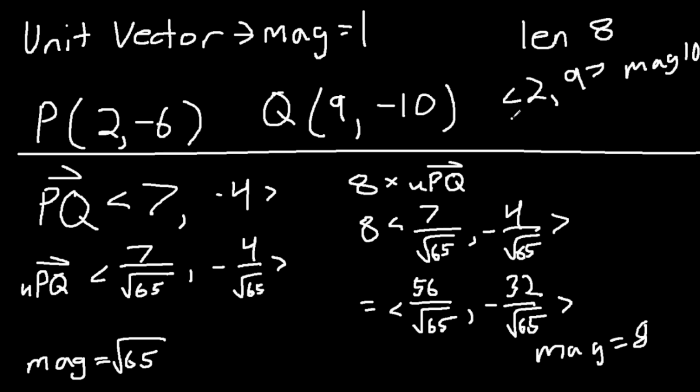You find the unit vector, so let's call this vector W. Find the unit vector for W, and then you multiply it by whatever magnitude you're trying to get, because right now the magnitude of the unit vector is 1. So obviously you multiply 1 by 10 to get 10.